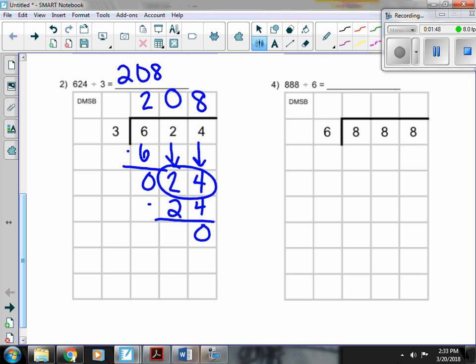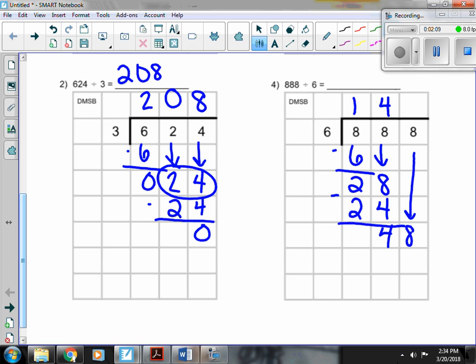On number 4, 6 goes into 8 once, which is 6. And I subtract, I get 2. And I bring down my 8 to start again with 28. 6 goes into 28 4 times, which is 24. I subtract, I get 4. And I bring down my 8 to start again now with 48. 6 goes into 48 8 times, which is 48. And so I have no remainder, so my answer is 148.